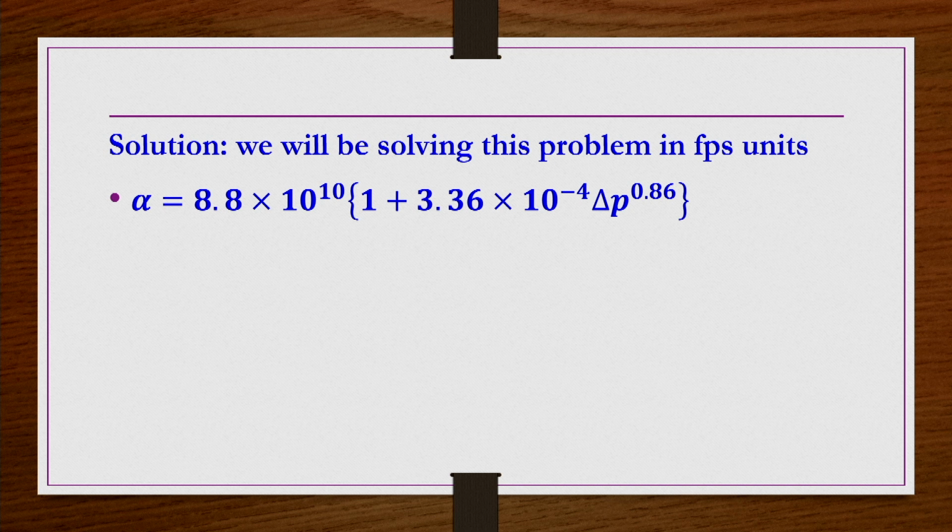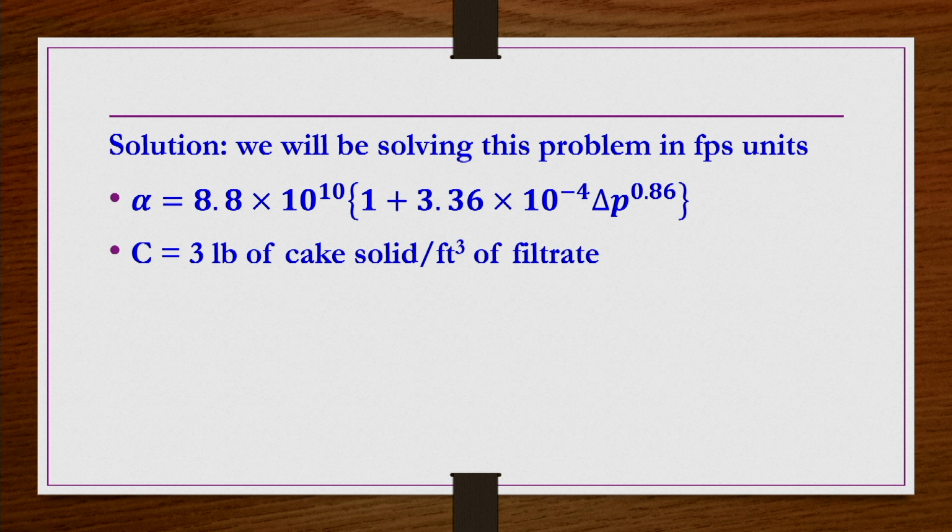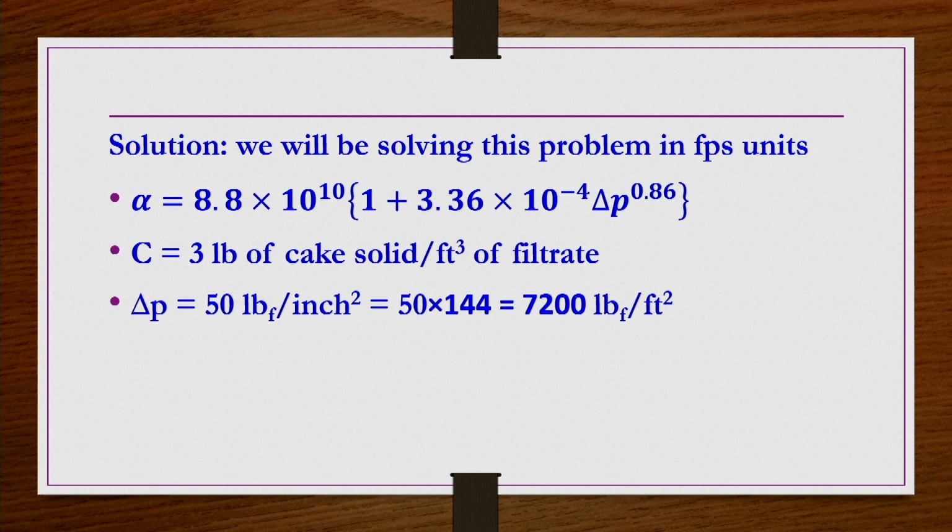So, alpha is given this expression in the previous problem, so the same we have to use. C is also the value given in the previous problem. Delta P in this problem is 50 lb force per inch square, whereas in the previous problem it was 70 lb force per inch square. When you convert into lb force per feet square, because in the alpha definition delta P has to be in lb force per feet square, then do the simplification, you get 7200 lb force per feet square as the pressure drop.